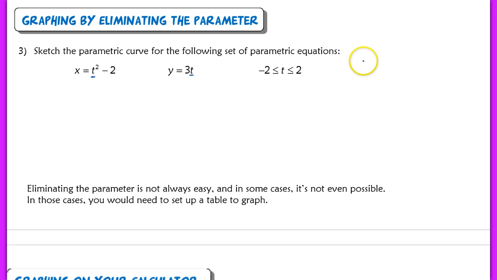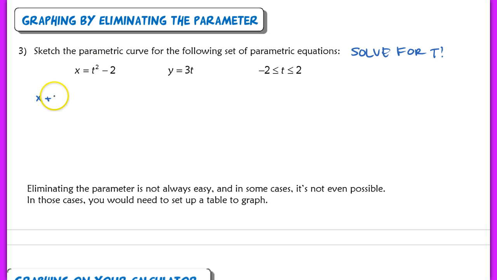To do that, you're going to solve for t, and then make a substitution back into the other equation so that you can eliminate t. I'm going to do this 2 different ways because you could solve for t in either this parametric equation or this one. I'm going to do both just to show that it doesn't matter which one you choose. I'm going to begin first by solving for t in x equals t squared minus 2.